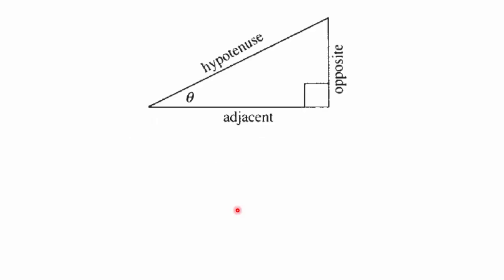Trigonometric ratios. We're going to begin with right angle triangles. So there's the right angle.